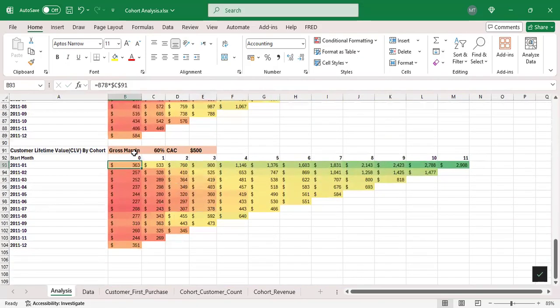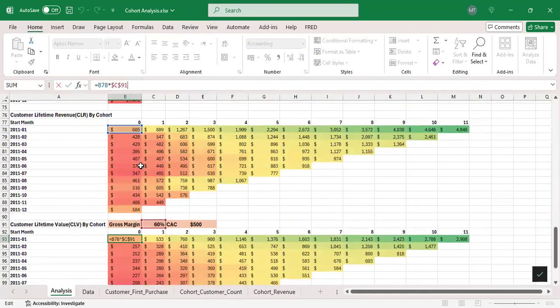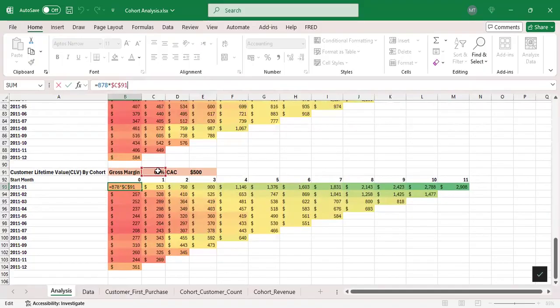So here I assume a gross margin of 60%, and let's say our CAC, the cost of acquiring a customer, is $500. So how would we calculate customer lifetime value? We would just multiply the revenue by the gross margin that we have. I lock this value because this will be the fixed number. So this is how we'll be getting the customer lifetime value.